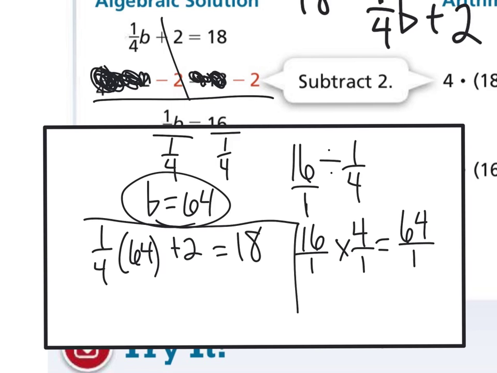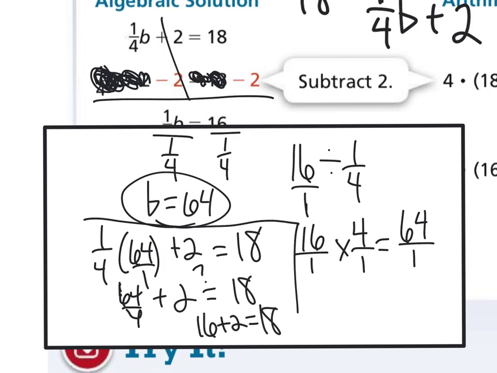So 1/4 of 64, that'd be like 64 divided by 4. And if you divide that out, that would be 16. And 16 plus 2 is 18. So that works. So as long as we set the equation up right, then we know that we have the right answer. So that's something I really like about these problems.